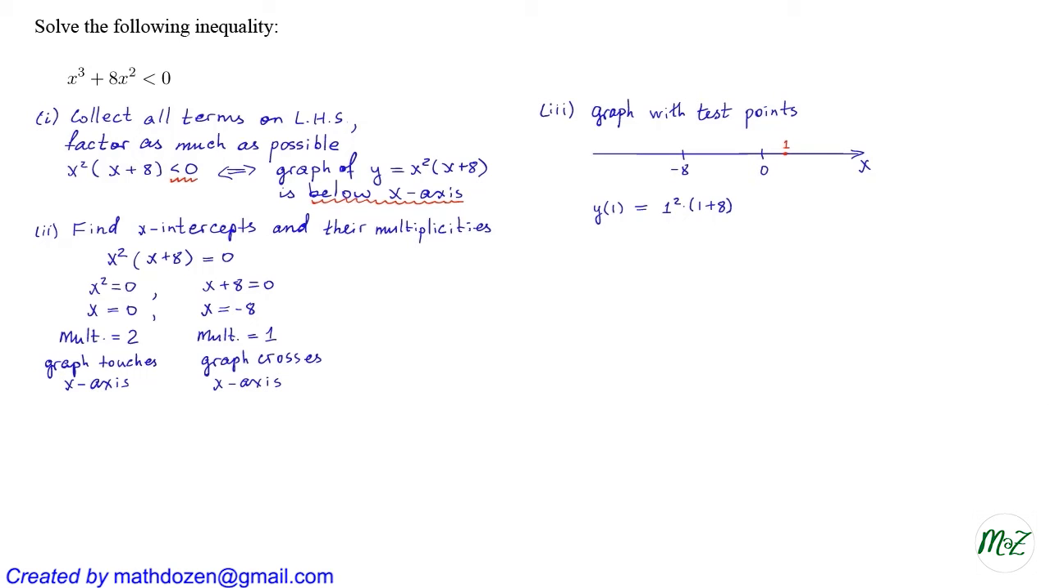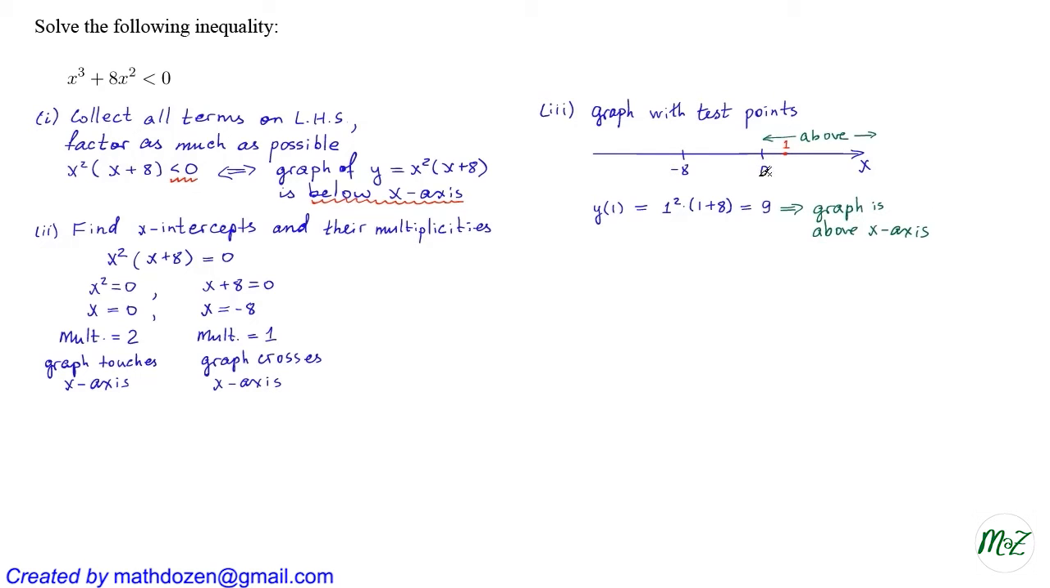So at x equals 1, we get y of 1 equals 1 squared multiplied by 1 plus 8. That's equal to 9, so it's a positive number. That means the graph is above the x-axis at x equals 1. So the graph will be above the x-axis between x equals 0 and the right end of the graph. And then it's enough to determine what happens on all other subintervals.